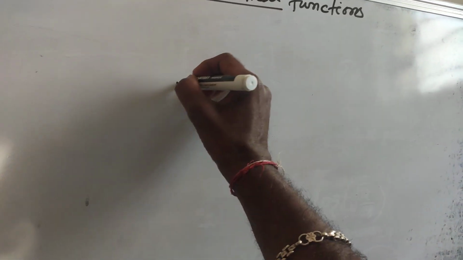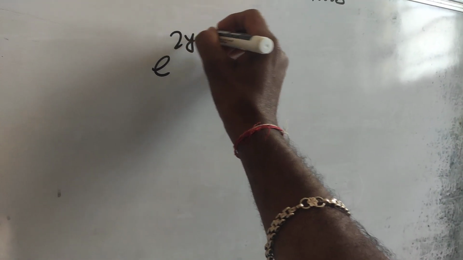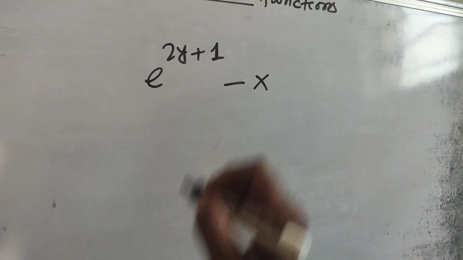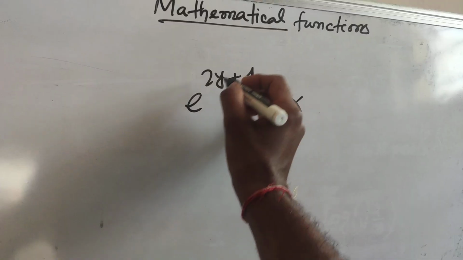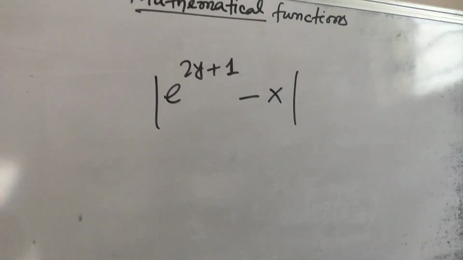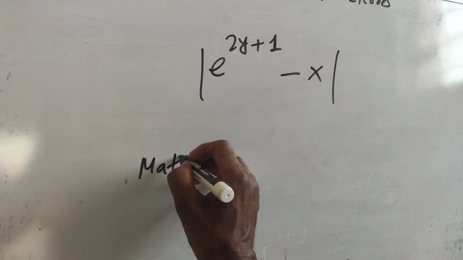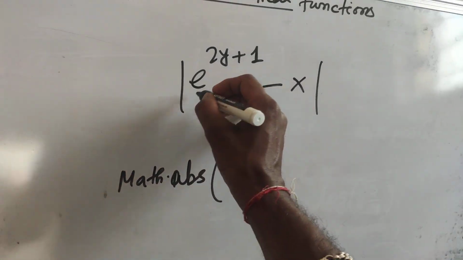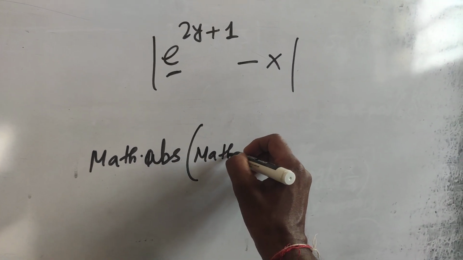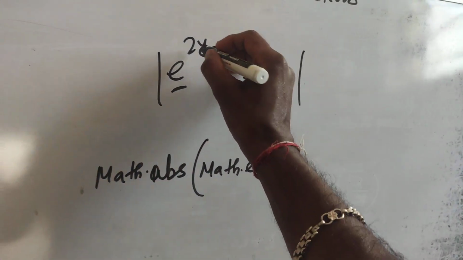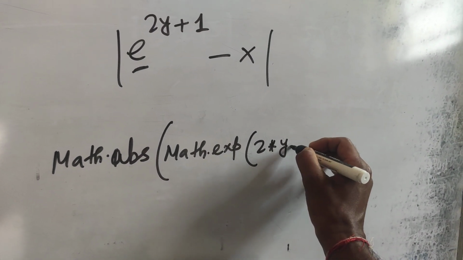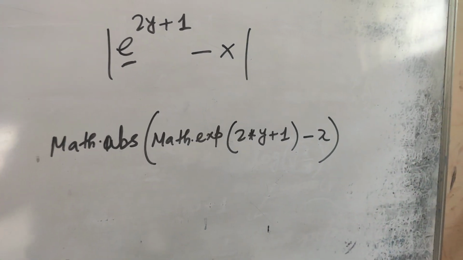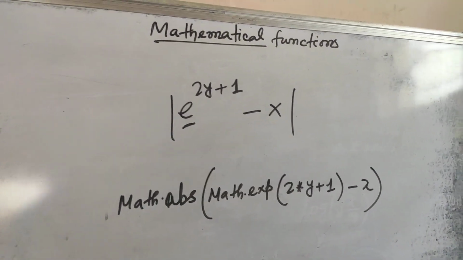This time, e to the power 2y plus 1 minus, suppose, x. Never think it is a power of the whole thing; the minus x comes after that. So you need to write math.abs first. Then for this, math.exp of 2 into y plus 1, math.exp complete. Then minus x, then abs. So that way you need to write.